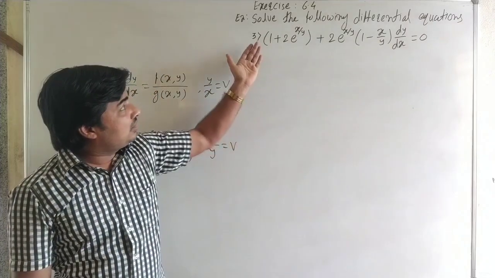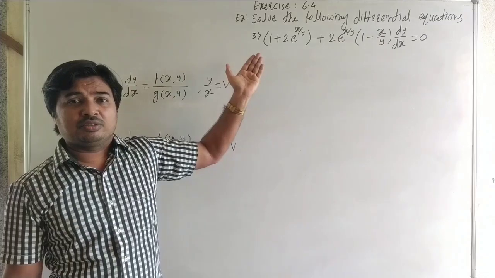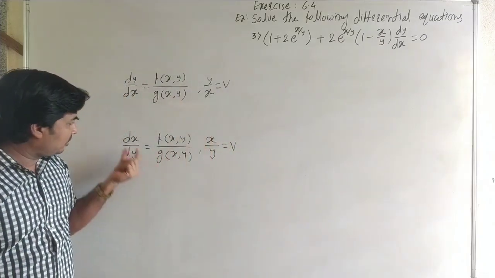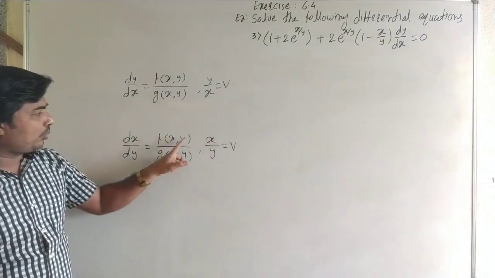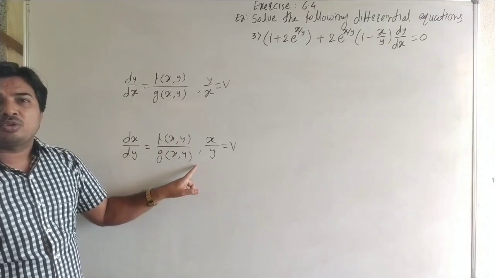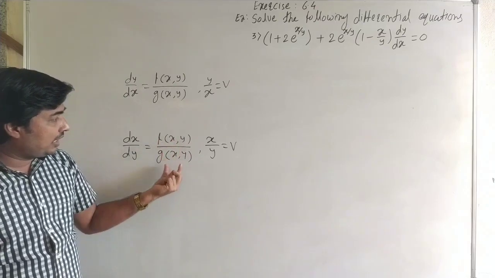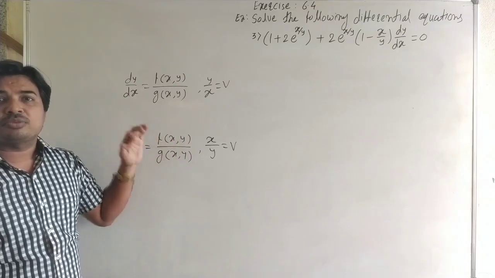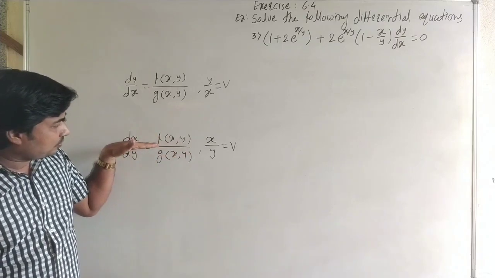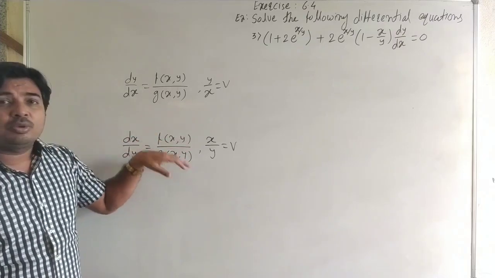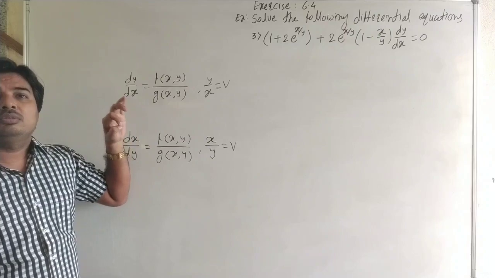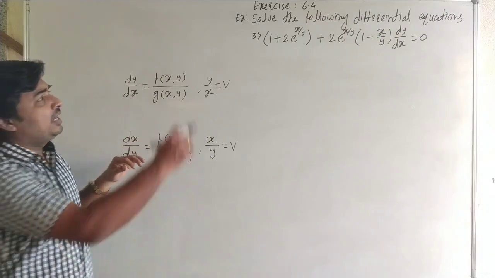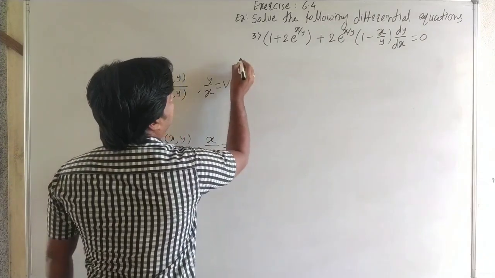That means this differential equation we can reduce to the form dx by dy is equal to f of x comma y upon g of x comma y, and here f of x comma y and g of x comma y are homogeneous functions of the same degree. Now first we write the given differential equation.